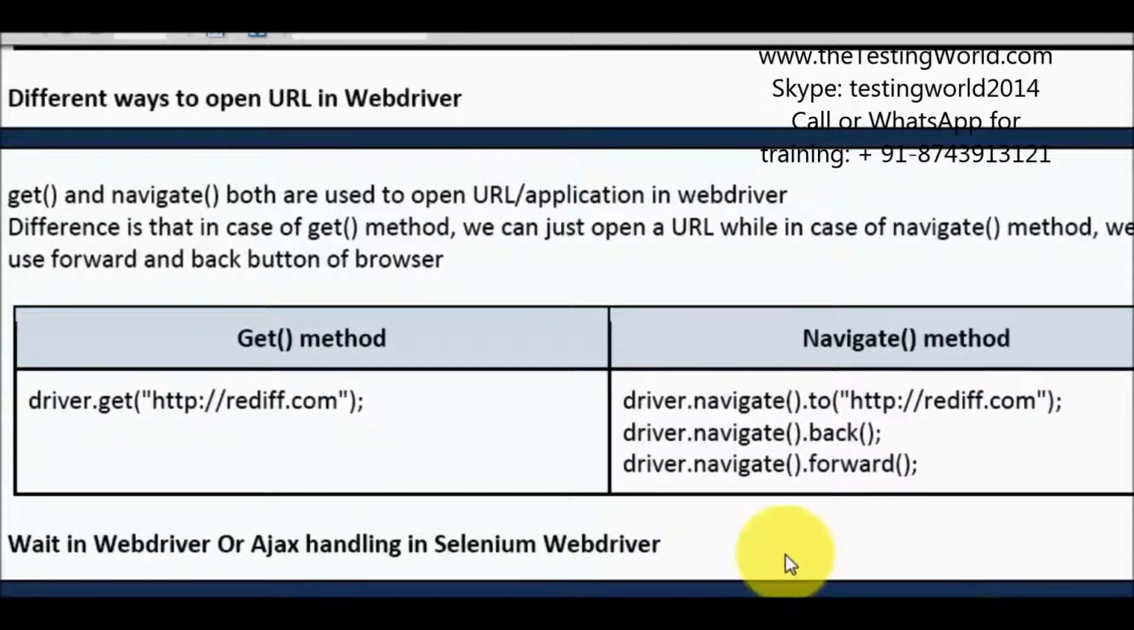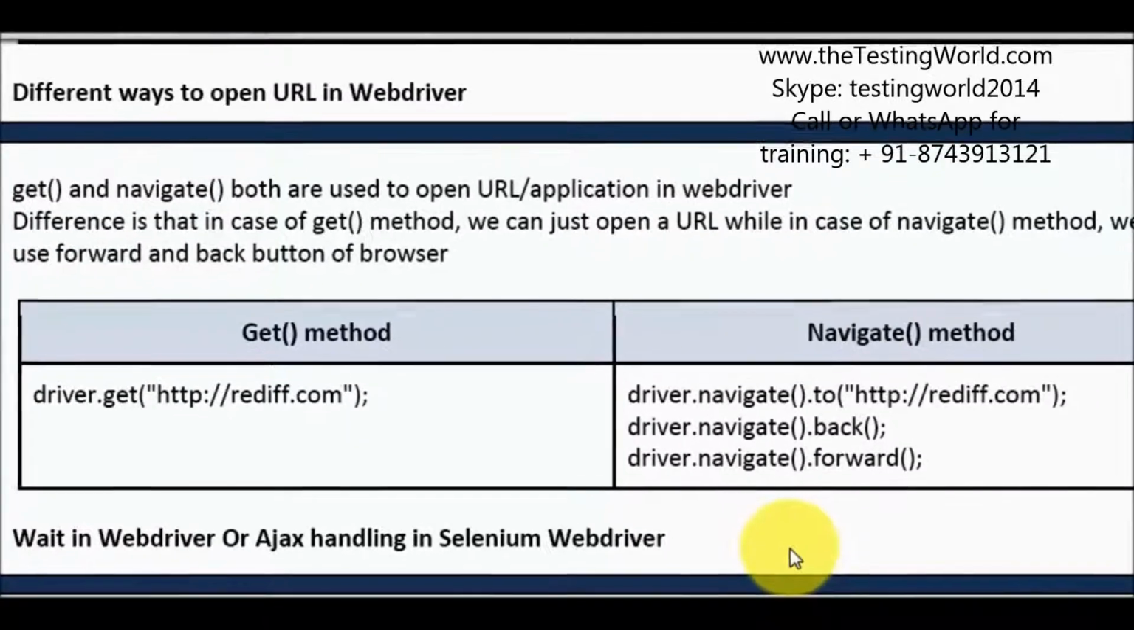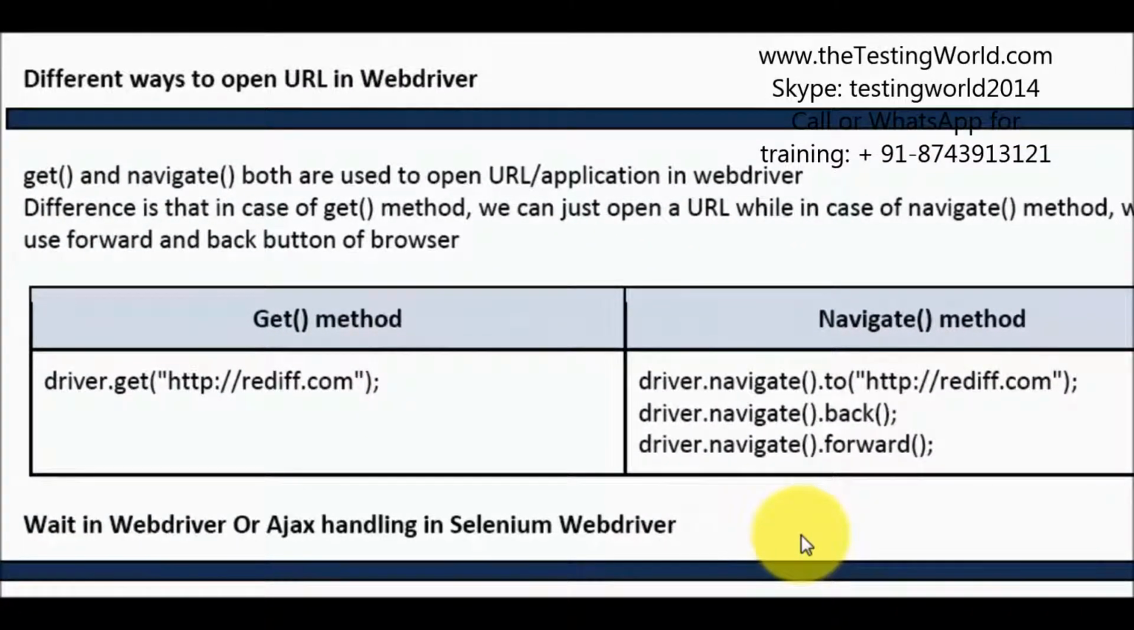In this session, we are going to understand different ways to open URL in WebDriver. So to open URL in WebDriver, or to open a page in WebDriver, we can use two methods. One is get and the other is navigate. In many interviews, we face a question like what is the difference between get and navigate. Get and navigate both are used to open URL in the WebDriver.